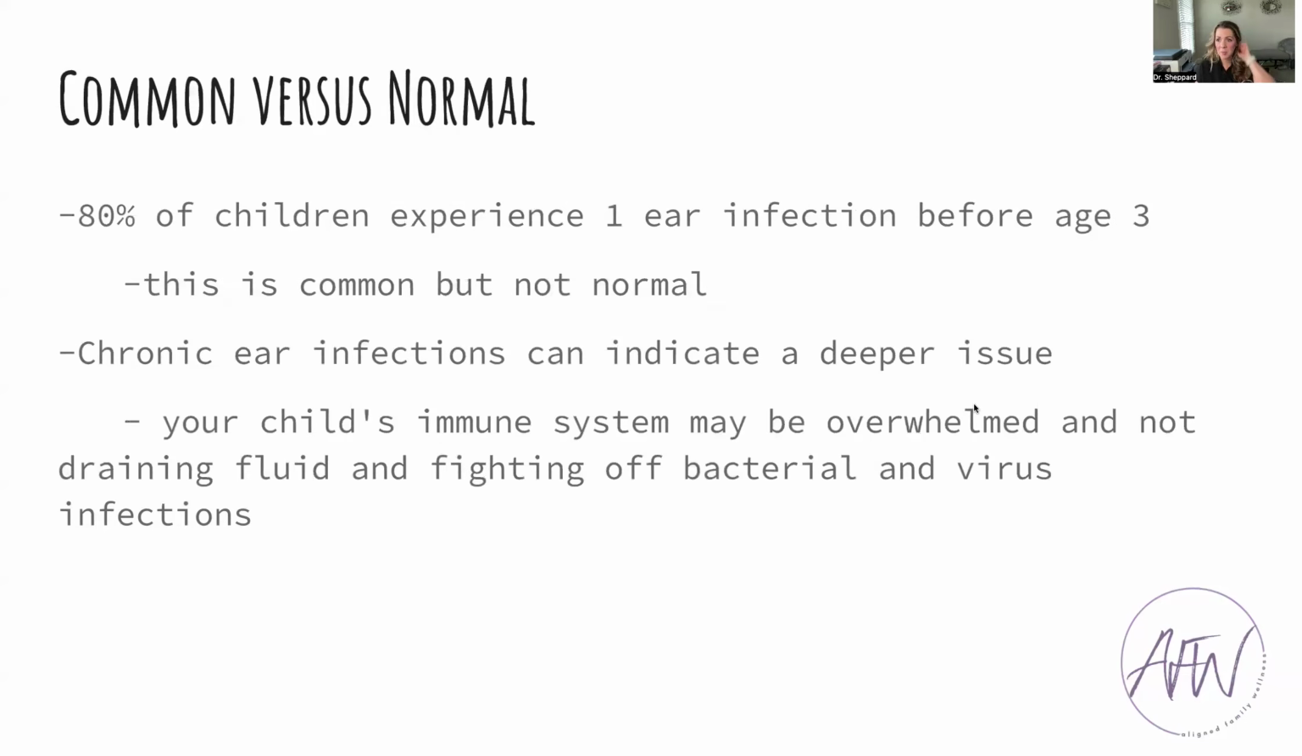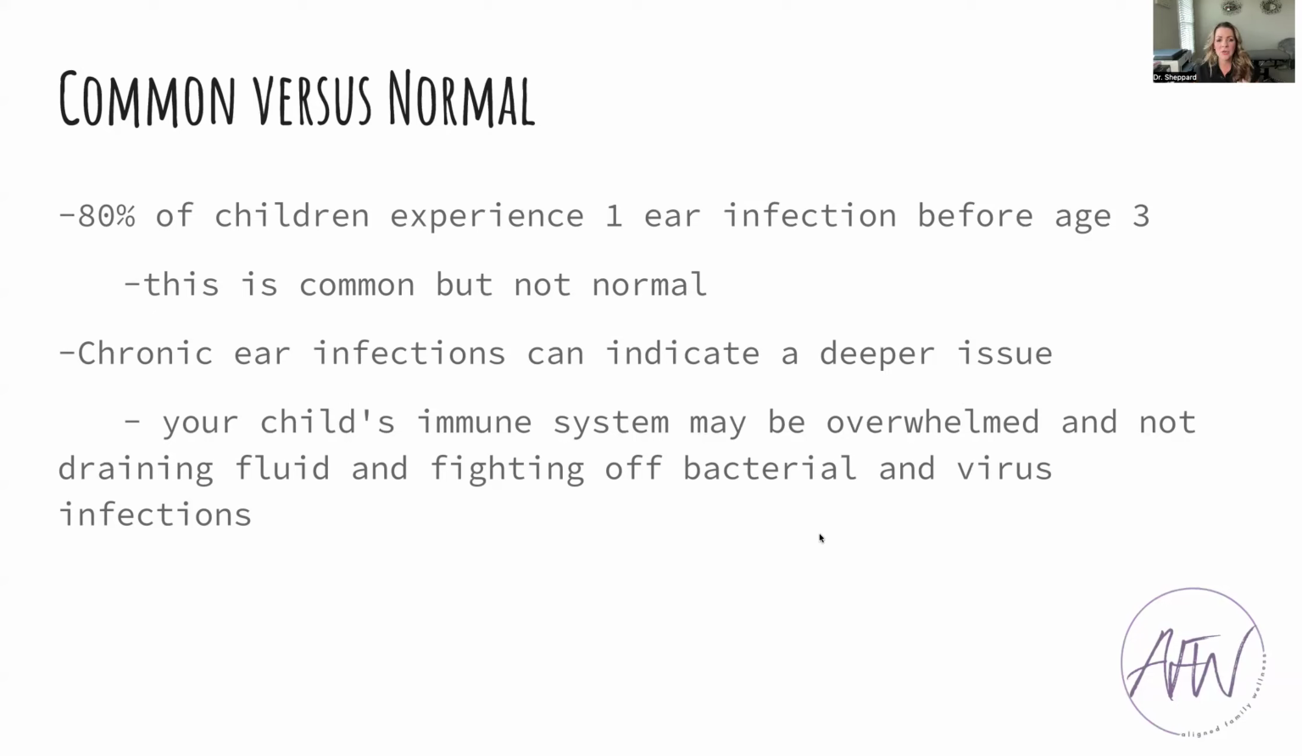Okay, so let's talk common versus normal. So 80% of children experience at least one ear infection before the age of 3. This is considered common, but is not normal. So most kids should not be having ear infections. That's not normal, but it is common that they have them. So chronic ear infections can indicate a deeper issue. And when we say chronic ear infections, we mean multiple ear infections over and over and over, or your kid not getting over one episode of an ear infection and they're on multiple rounds of antibiotics.